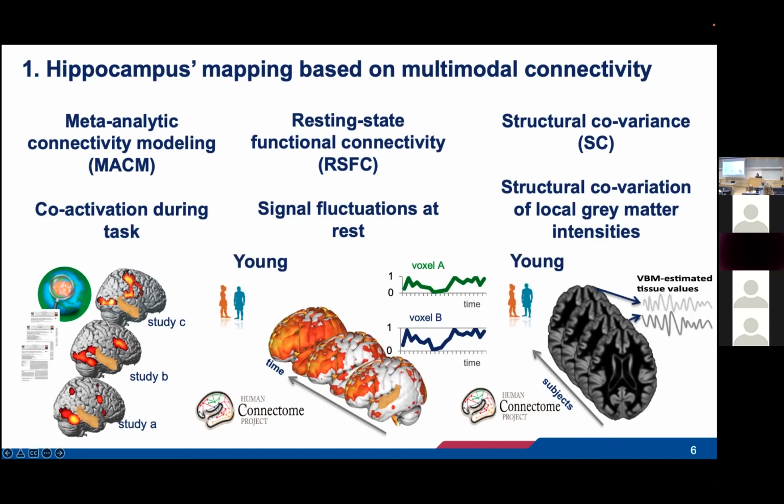We used the data of young adults of the Human Connectome Project. And I also have to mention that MACM and resting state functional connectivity both represent more function, and structural covariance, we assume, probably represents more likely co-plasticity.